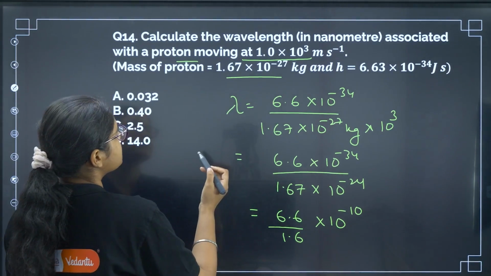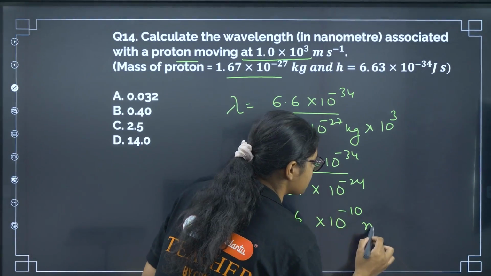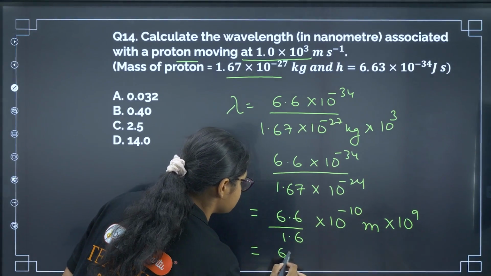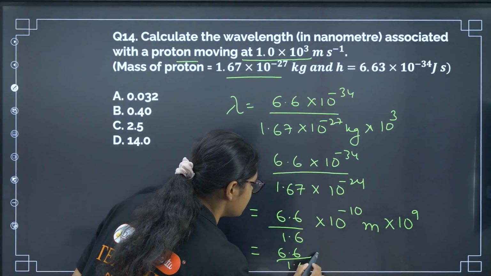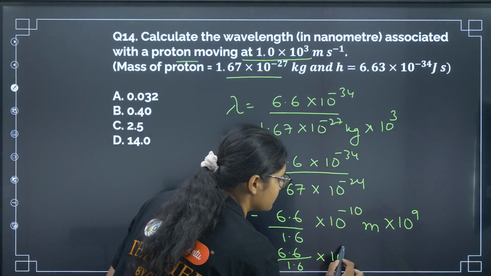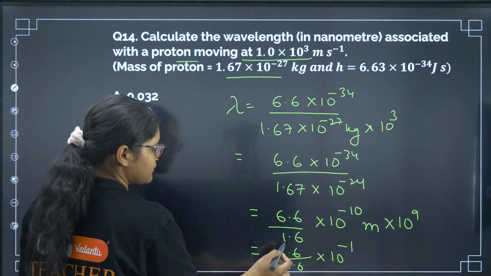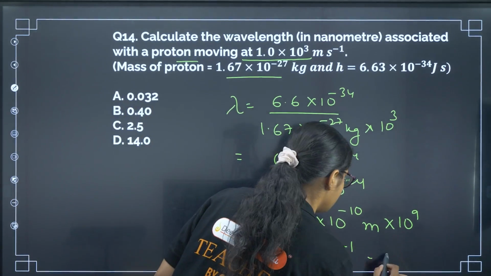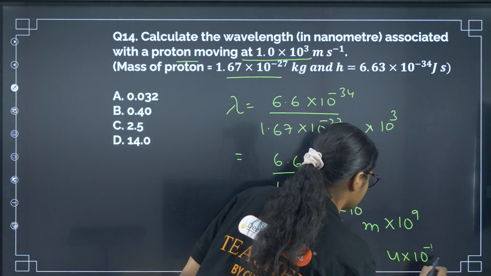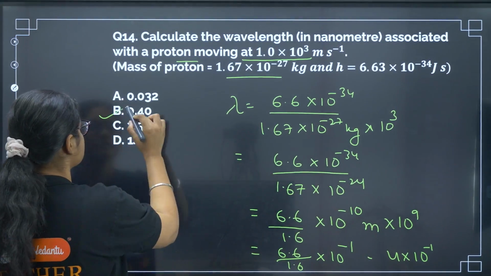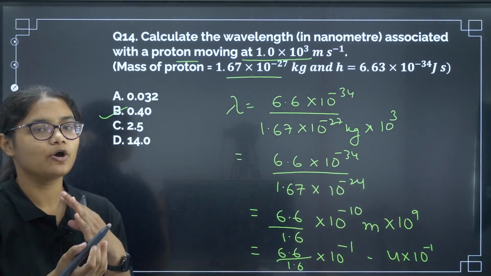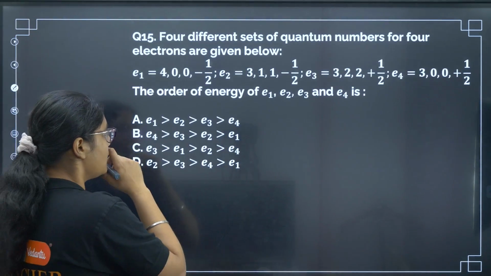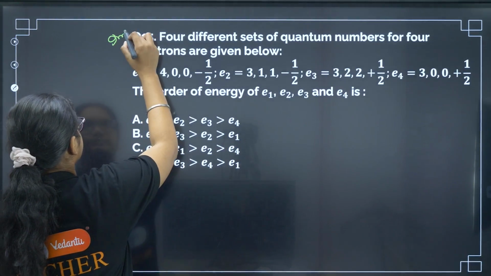Now you see the question is asked in nanometer. So this one was coming in meter. We'll multiply by 10 to the power of 9 to get nanometer. So it will be 6.6 by 1.6 into 10 to the power of minus 1. Right, so this one is somewhere around 16 fours are 64, so something around 4 we will get. 4 into 10 to the power of minus 1, that is 0.4. So the correct answer for this question will be option number B. Little calculation based but easy calculation. Okay, this is an important question.